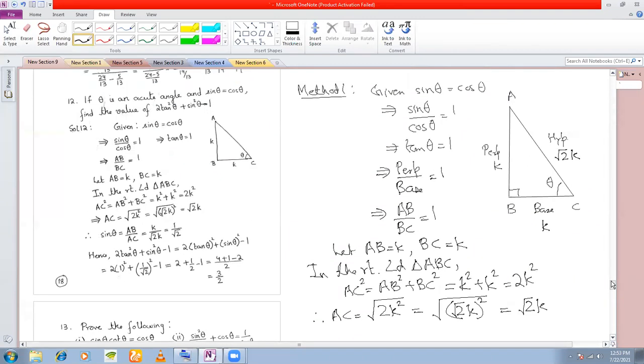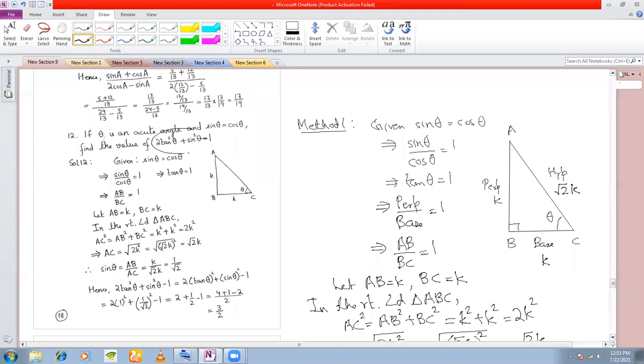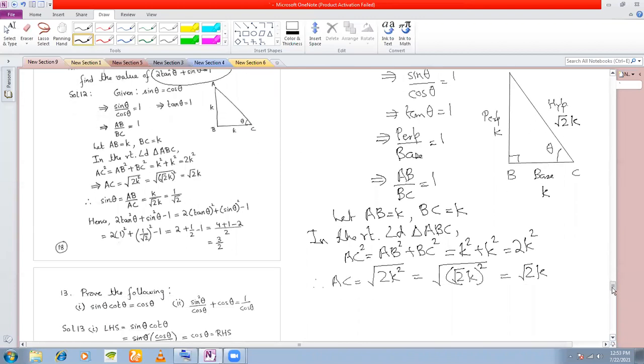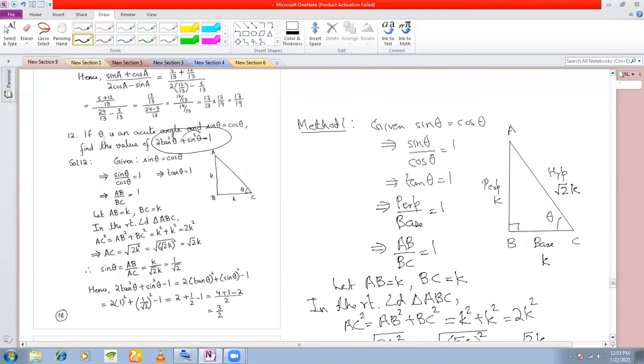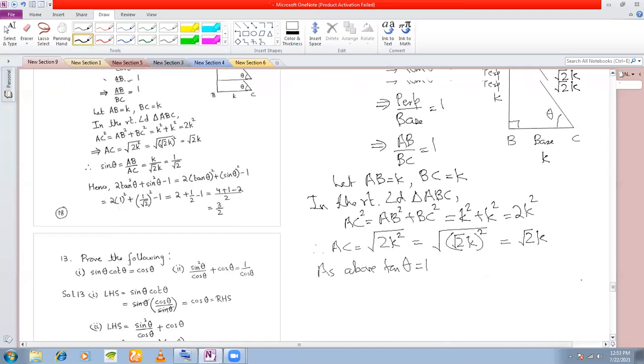Now what do we have to find? We have to find the value of 2 tan square theta plus sine square theta. So tan theta value you already know, right? So as above, tan theta is equal to 1, right? And what else you have to find out? You have to find out sine theta. Let's find out sine theta. Sine theta is equal to perpendicular by hypotenuse.